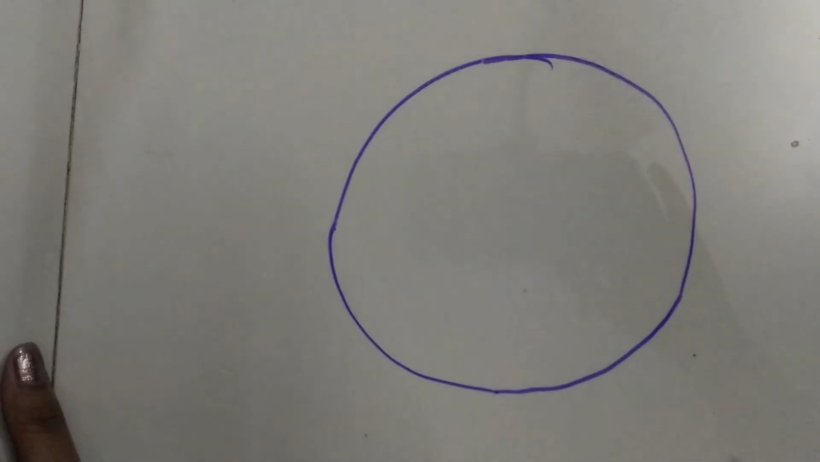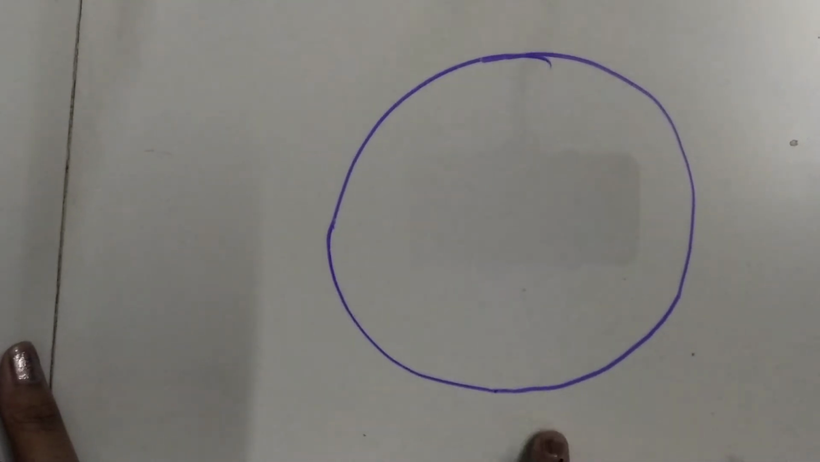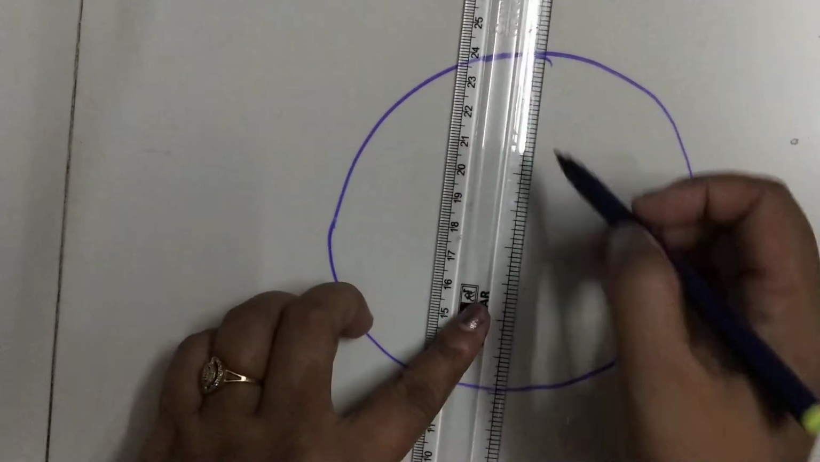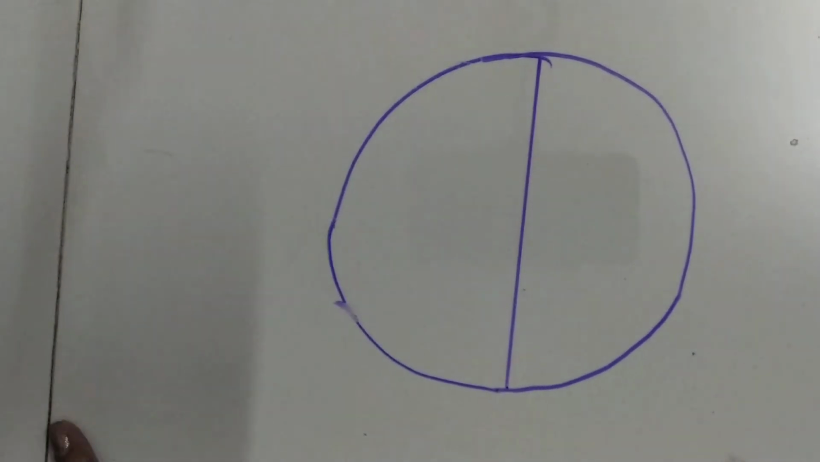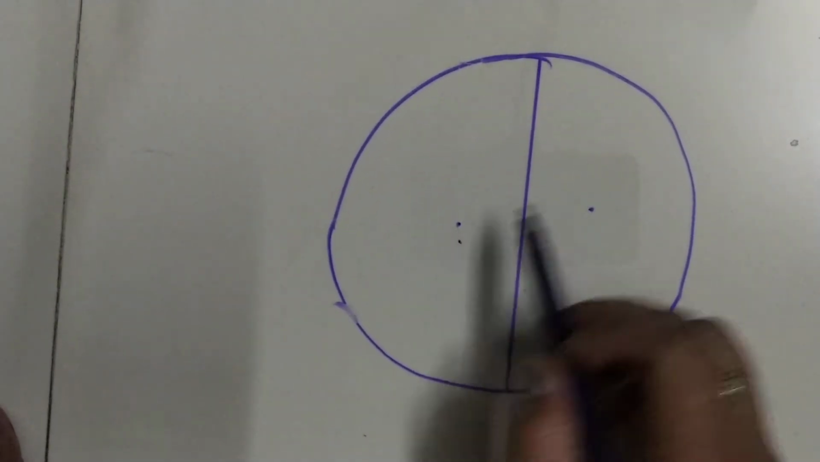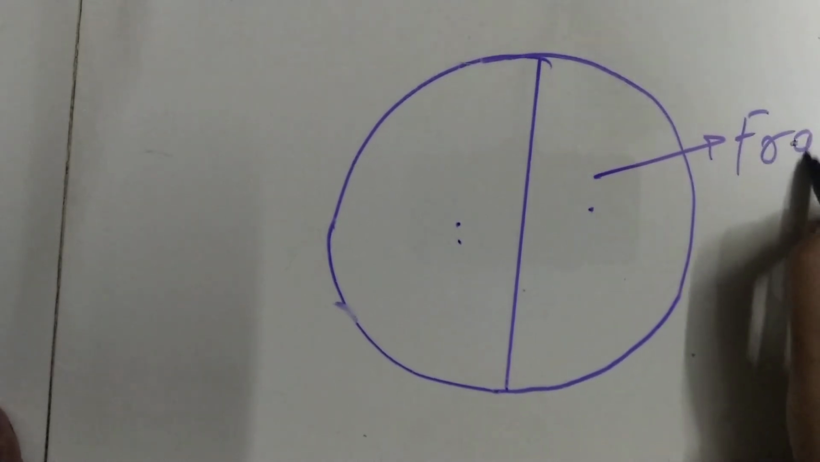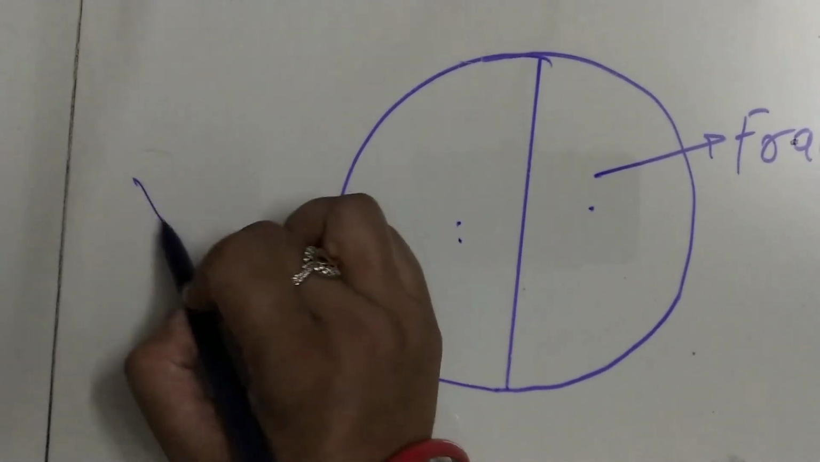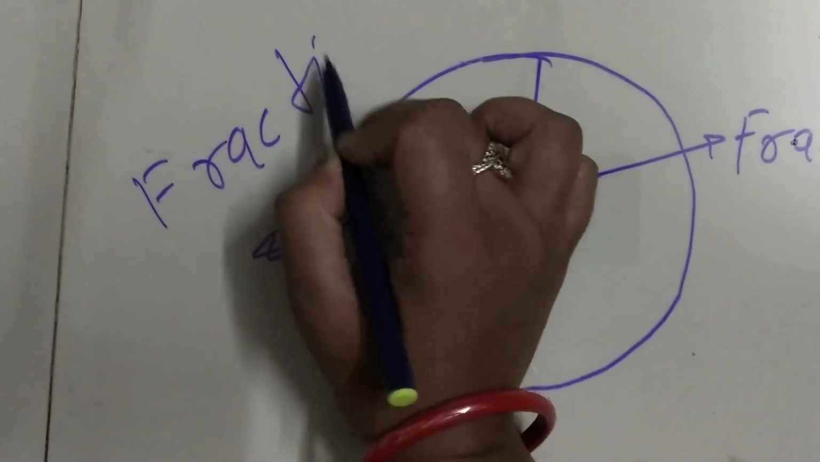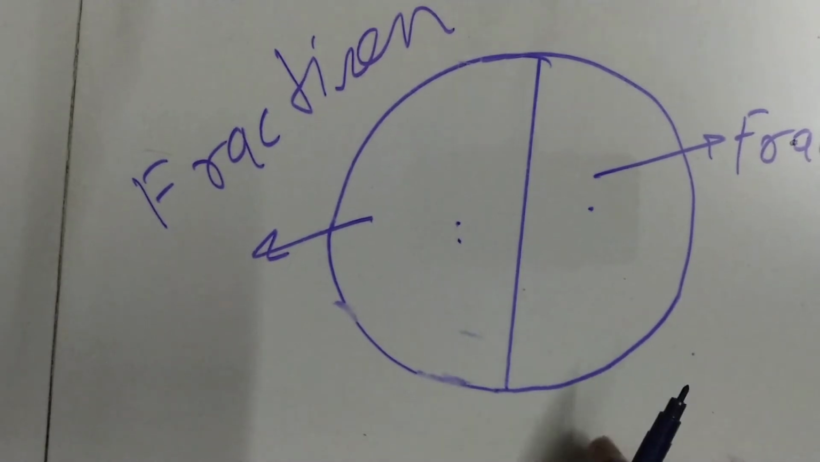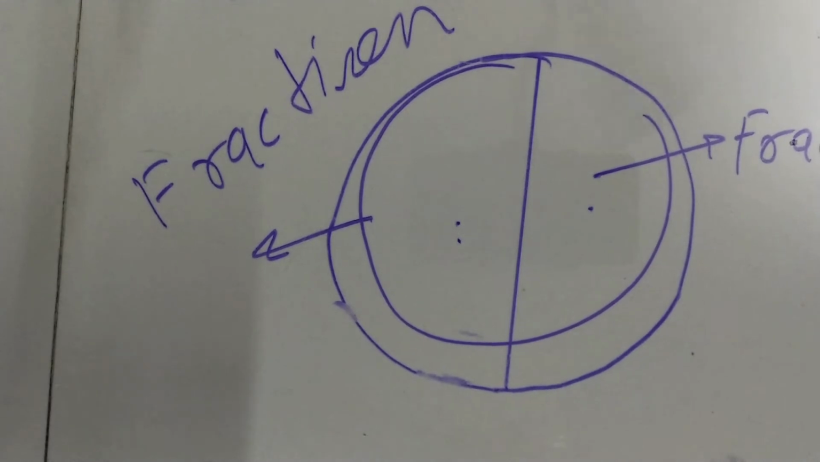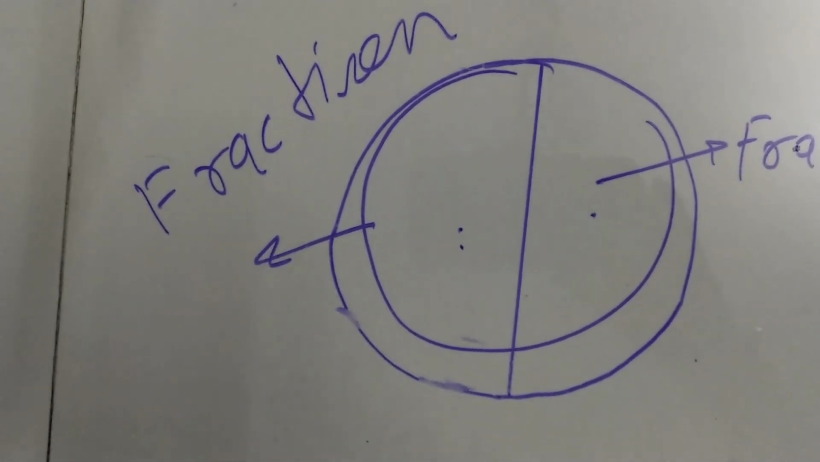Now you can understand with another example. When we have one circle and I divide it into two parts, then each part is known as the fraction, and this part is also known as the fraction. So fraction means when we divide a whole object into equal parts, then such a part is known as the fraction.